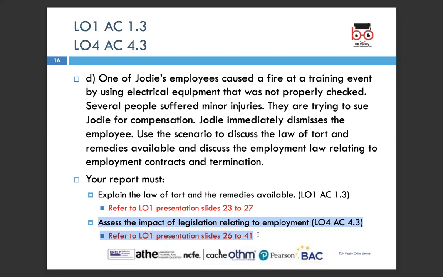Okay, so discuss the employee's right to challenge the dismissal. Health and safety legislation: discuss the employer's obligations under health and safety laws to prevent workplace accidents and the potential liabilities for failing to comply. So refer to learning outcome one, our first session presentation slides 26 to 41, for more information on employment law and termination procedures. So that's it. That was our first task.